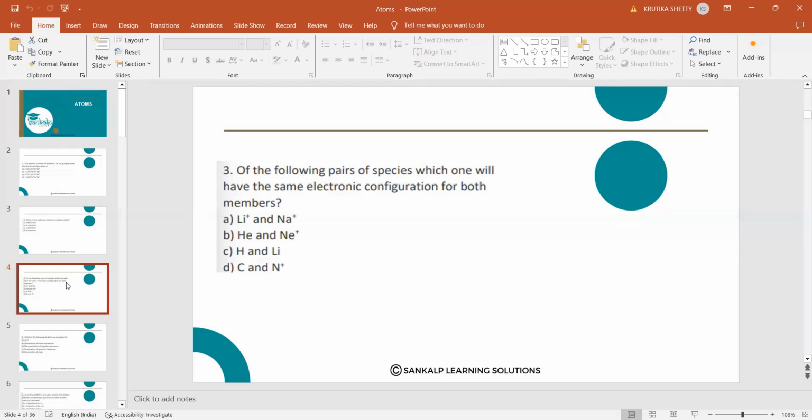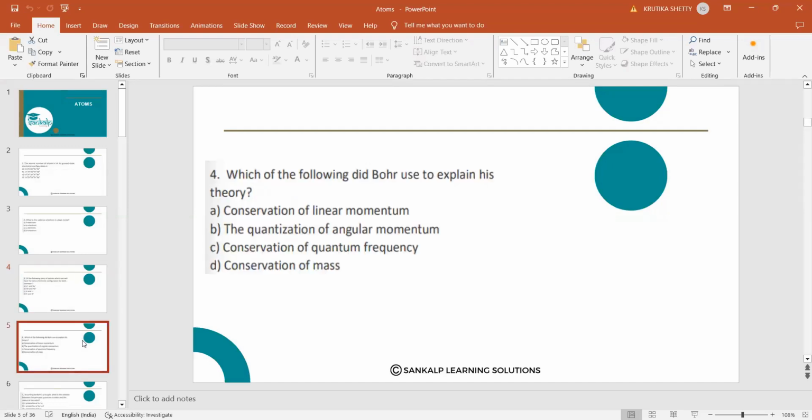So in the given pairs, they are saying both should have the same, that is, electronic configuration. So hydrogen and lithium, no, that doesn't come. Option B is also not possible. And option A is out, so A and D remain. Here carbon has 6 and nitrogen has 7, but they are giving N plus. So therefore, among the following, option D, they have the same configuration as they are giving nitrogen plus. Therefore, carbon and nitrogen plus have the same electronic configuration.